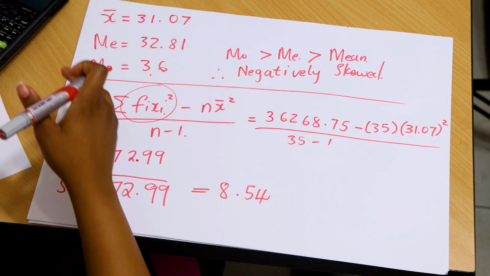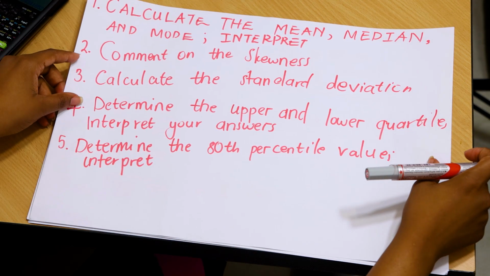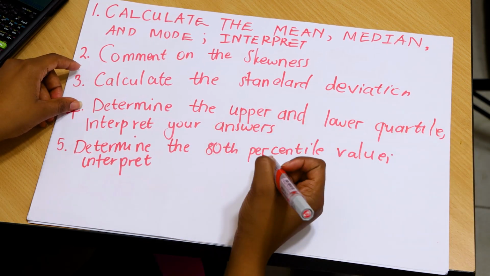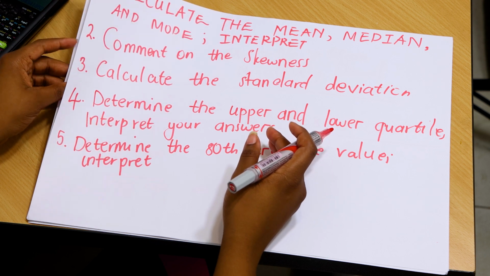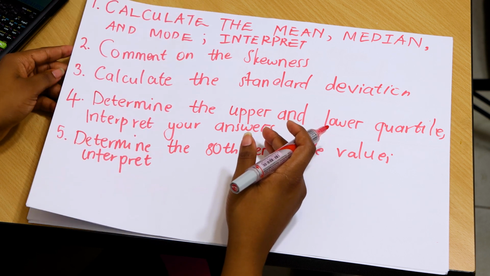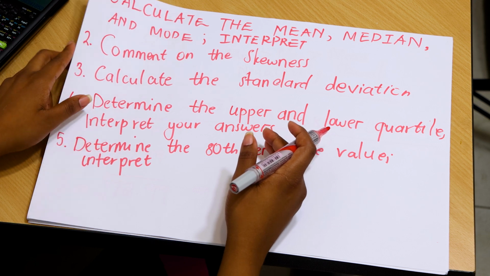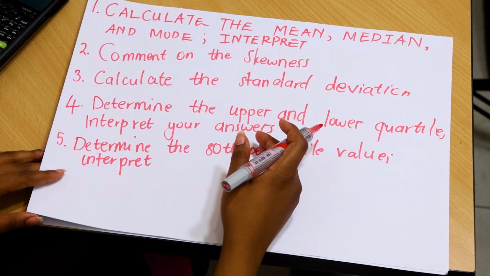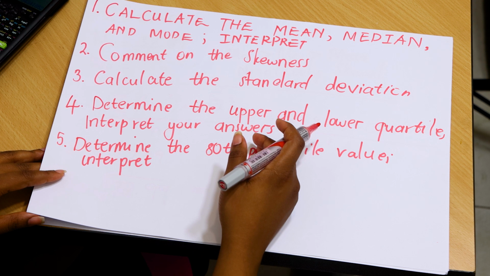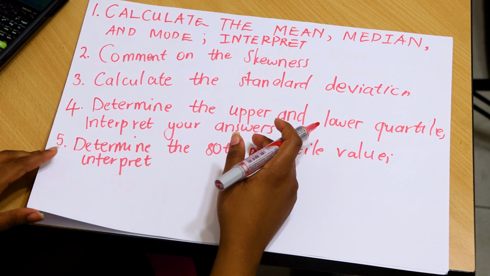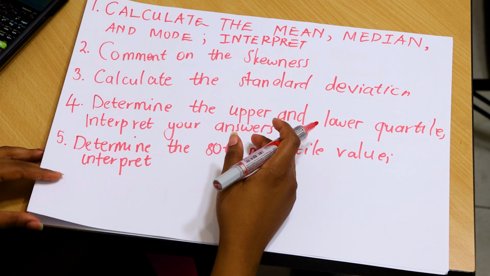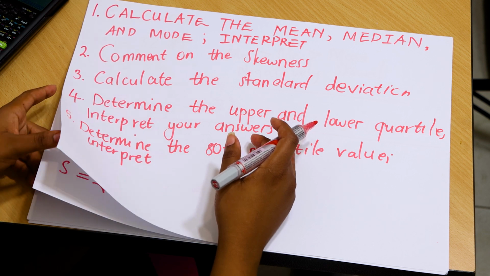Now the third question says determine the upper and the lower quartiles and interpret your answer. Again, for the upper and the lower quartile, the procedure is like the median. You first have to find the position of the quartile, then you locate the interval using the cumulative frequency, and then afterwards you substitute into the given equations.